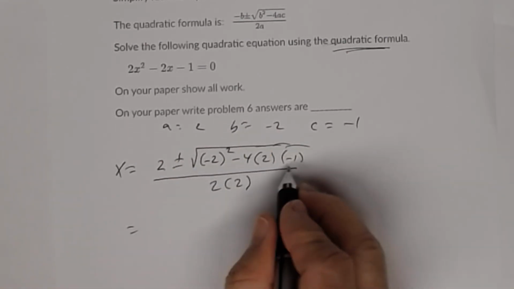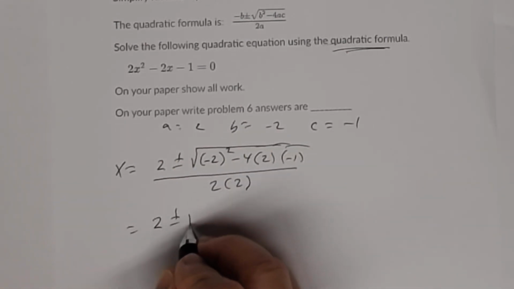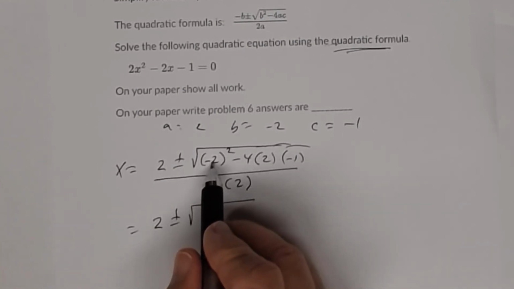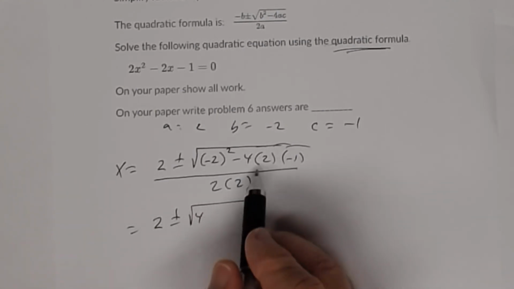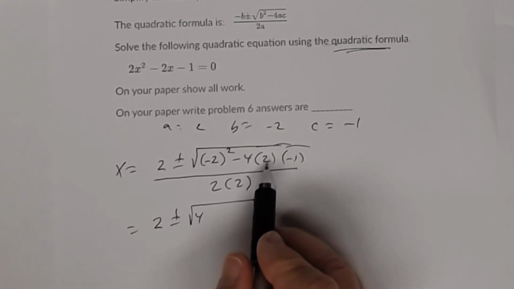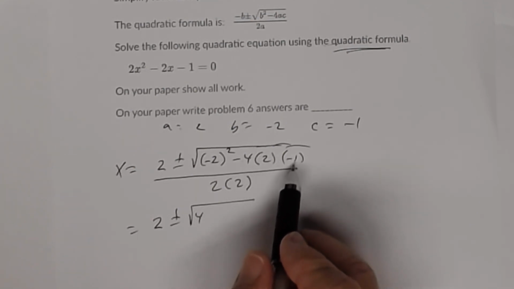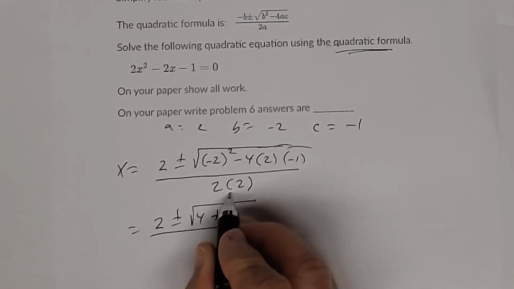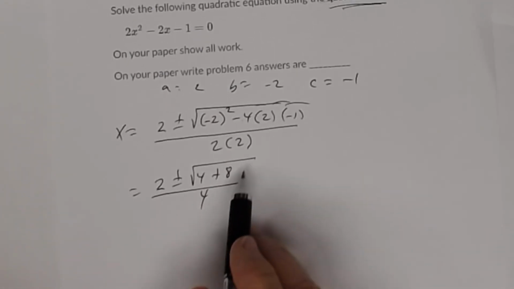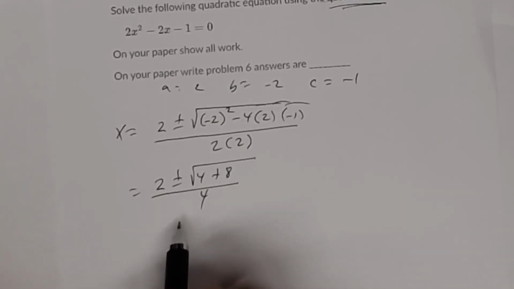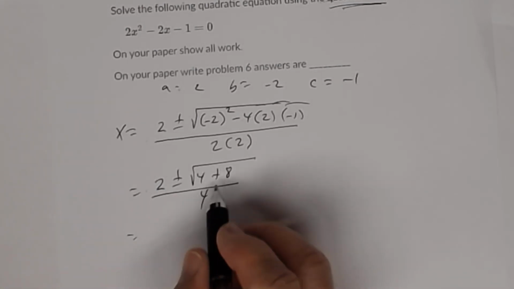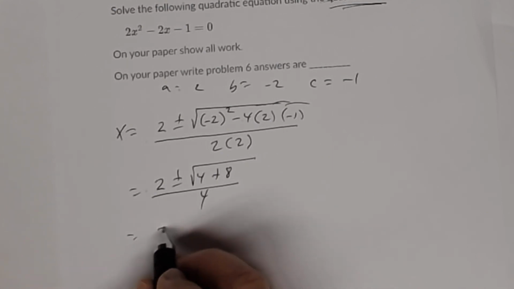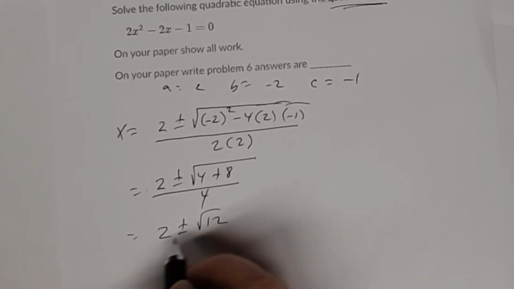Then let's go ahead and simplify the radicand. So I get 2 plus or minus the square root of negative 2 times itself, which is 4. A negative 4 times 2 times a negative 1 is a positive 8. All divided by 2 times 2, which is 4. Make sure you have a denominator in every case. 4 plus 8 is 12, simplifying the radicand. So I get 2 plus or minus the square root of 12 divided by 4.